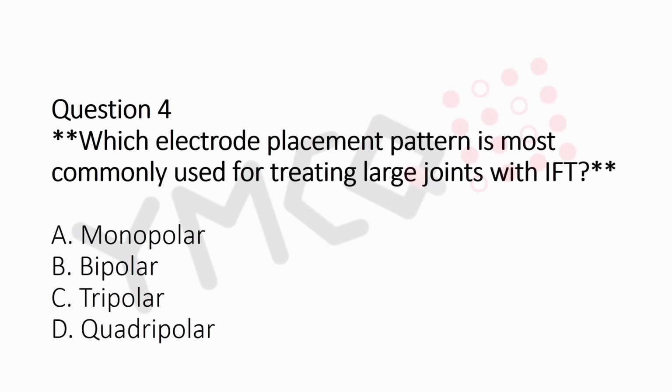Which electrode placement pattern is most commonly used for treating large joints with IFT? Option A, monopolar. Option B, bipolar. Option C, tripolar. Option D, quadripolar. And the answer is option D, quadripolar. Now let's move to question number 5.